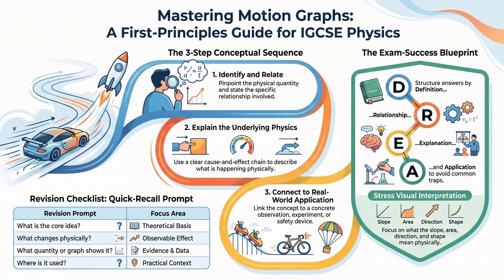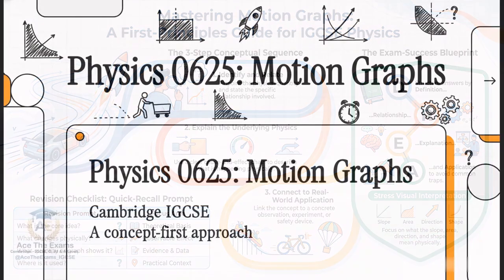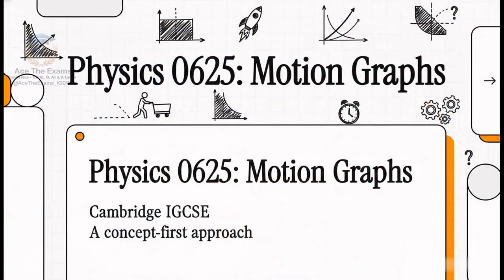Okay, let's dive right into this explainer. Today, we are going to completely decode the fundamentals of motion graphs, specifically tailored for the Cambridge IGCSE Physics 0625 syllabus. But listen, we aren't going to just stare at lines on a grid and memorize what they mean like a textbook. That doesn't work. Instead, we're using a concept-first approach. We're going to build your understanding from absolute first principles.